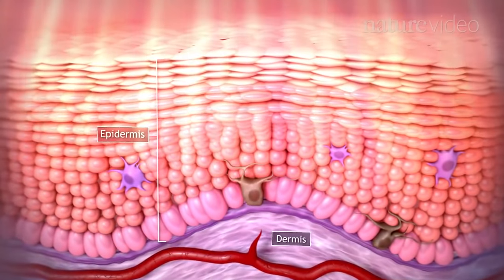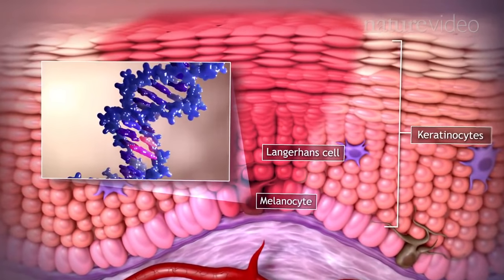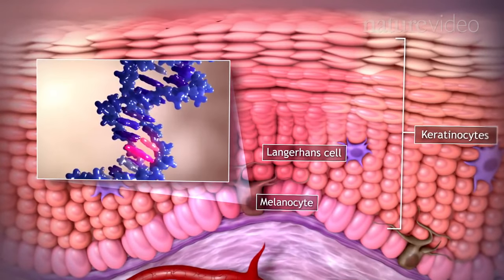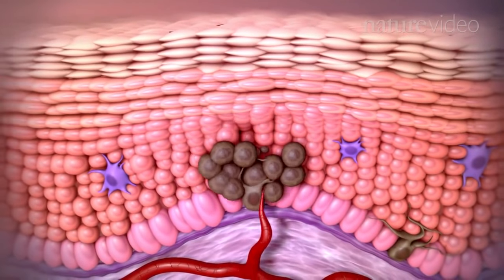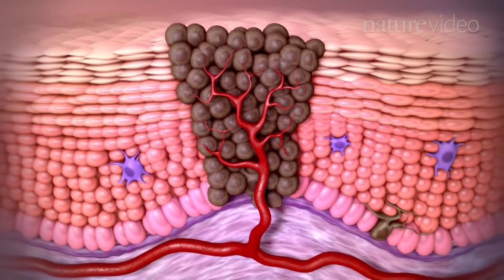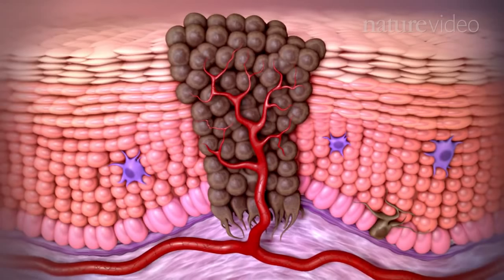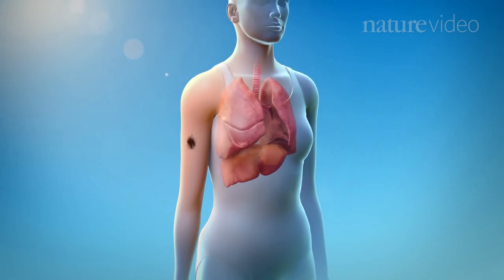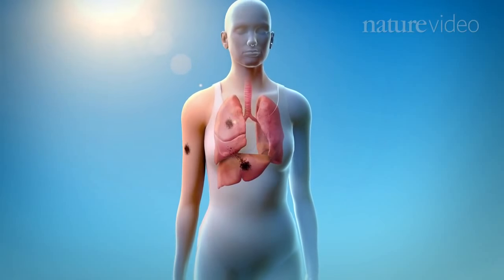For instance, UV radiation from the sun can damage DNA and other structures in melanocytes, which are the pigment-producing cells in the skin. Chronic damage to melanocytes by UV radiation leads to most cases of melanoma, which is a type of skin cancer. As melanomas grow, they can eventually spread to other sites in the body, such as the lungs and liver.